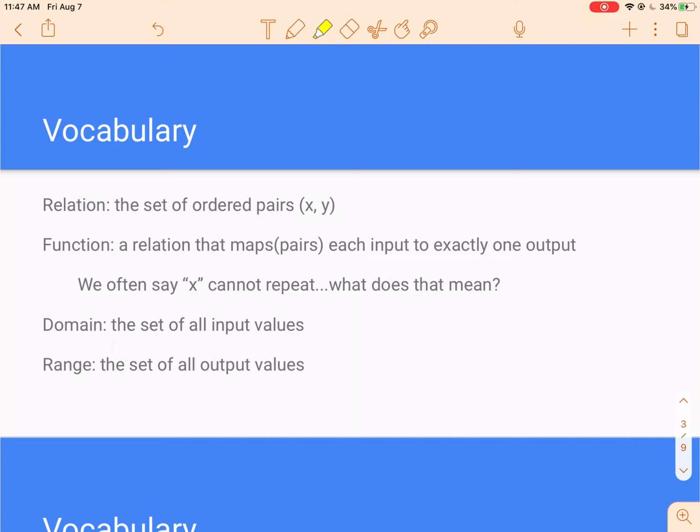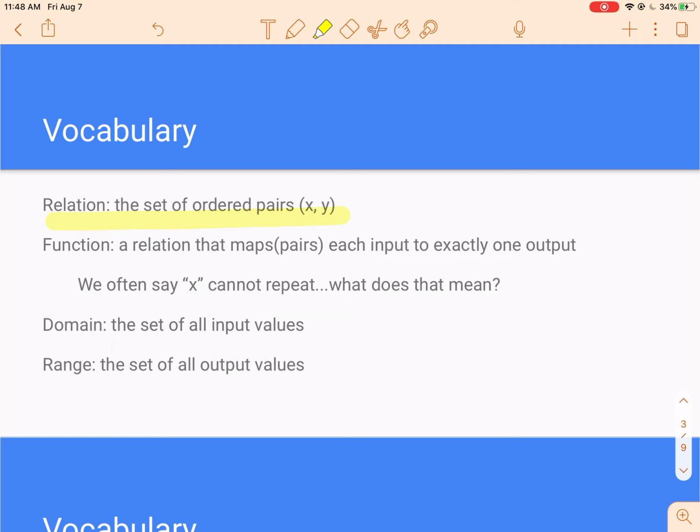So we're going to start with the vocabulary: relation and function. A relation is a set of ordered pairs, x and y, and they could be like distance and time. It doesn't have to be x and y. I could have 2 different variables where one is dependent on the other. Like distance might be dependent on time. Over time, as time occurs, distance is greater or less, whatever we're measuring. So ordered pairs, that's a relation.